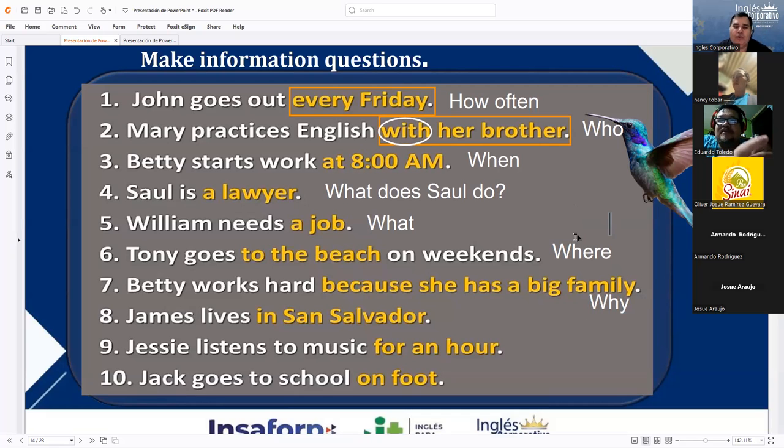Number eight. What's the question for number eight? The answer is in San Salvador. Where? What's the question? Where does James live? You remember that the S is not used. We eliminate the S because it's in the auxiliary. Where does James live? Okay. Excellent.